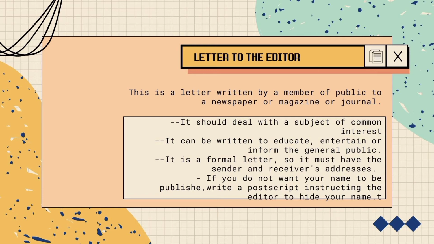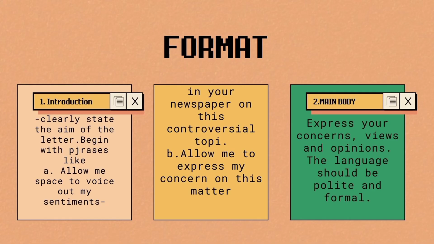Apart from that, if you do not want your name to be published, you can write a postscript, a series of sentences just after the letter, just after the article, instructing the editor to hide your name. You say, please don't publish my name. And the editor will stick to that. That's how it is. The format of the article is a very simple thing. If you have seen an application letter before, or you have written it before, that's the same thing.